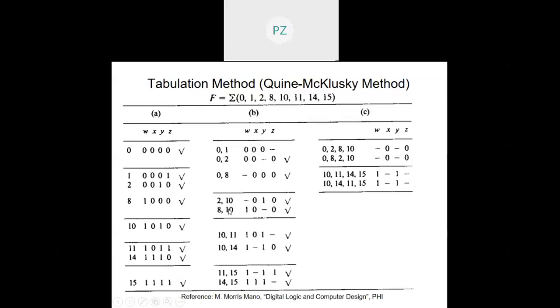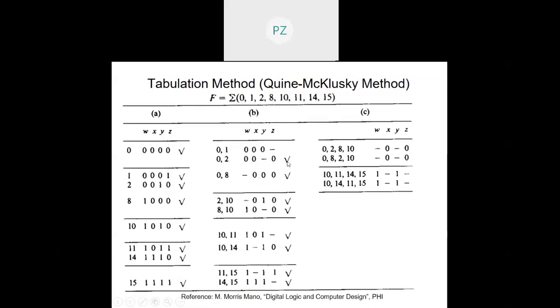0 2 8 10, yes, they can be combined. Why? Because 0 is the same, dash is the same, 0 is the same, and this is the only place where it is varying. So what I'll do is I'll tick 0 2, I'll tick this 8 10, and I'll write 0 2 8 10 here. And what will I write over here? I will say dash 0 dash 0. So dash 0 dash 0, right?